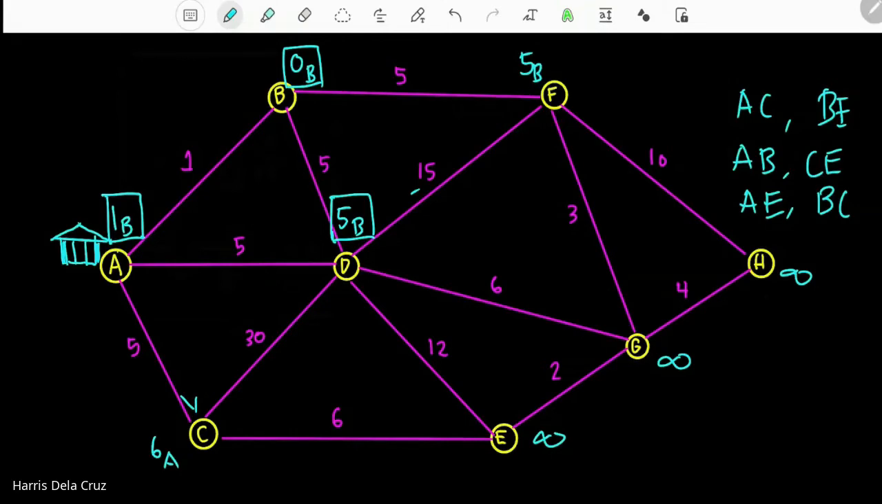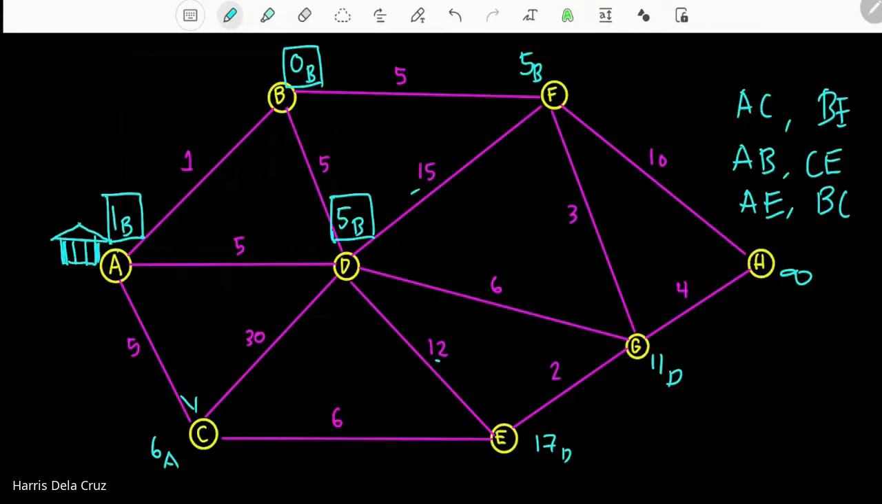We can also go to G. So that's 5 plus 6, 11. So I'm going to replace this with the smaller value, 11D. E from D is 5 plus 12. So that's 17. So I'm going to replace this with 17D. I can also go to C. So 5 plus 30, 35. But the label of C is 6A, which is smaller. So I'm going to keep 6 and disregard 35.